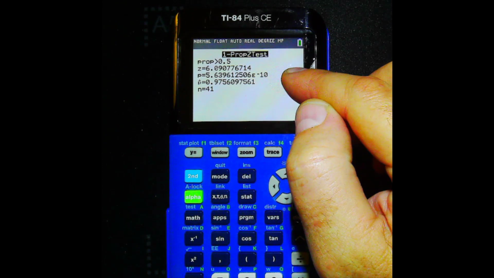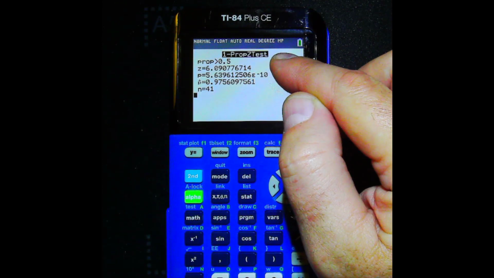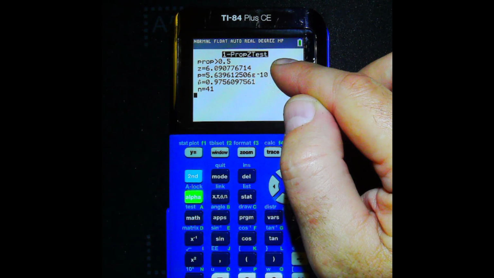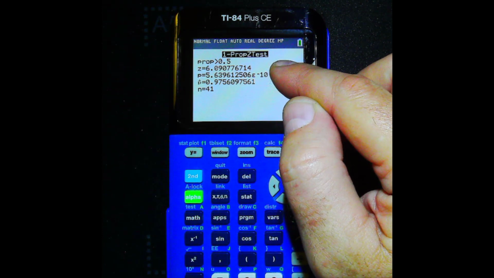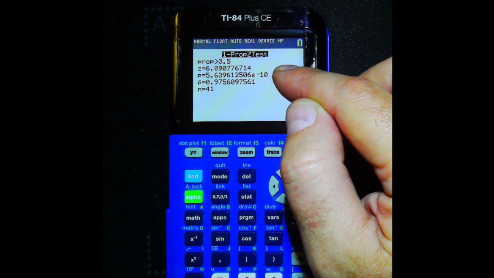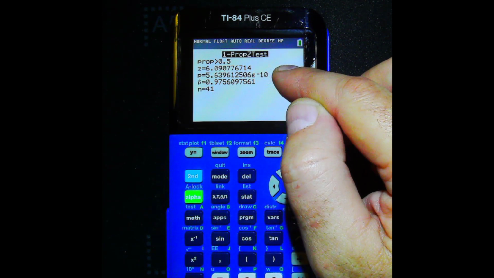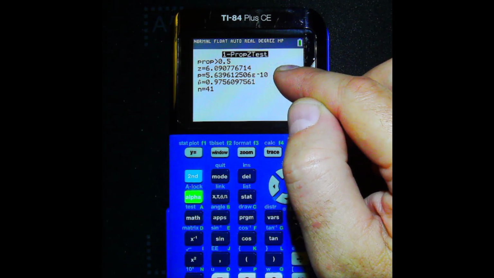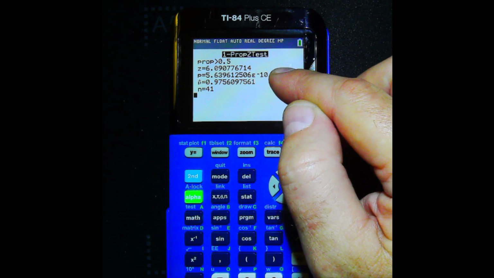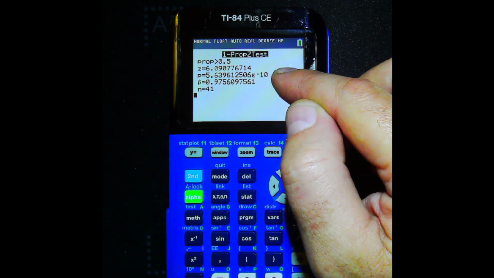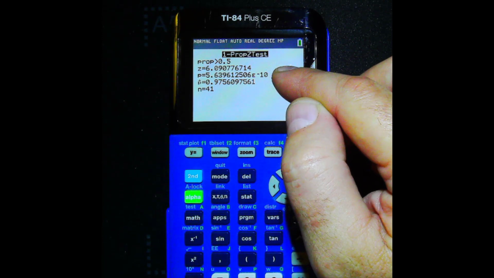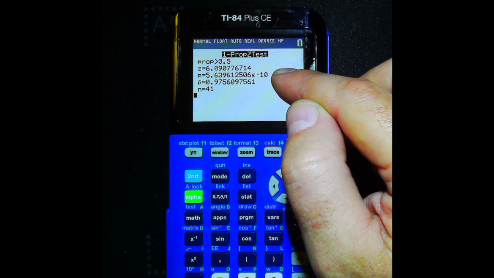So we'll graph this and we'll see that the z statistic is over 6 standard deviations above the mean, which is very highly unusual. And the p-value is 5.6 times 10 to the negative 10. Something that's on the order of 10 to the negative 10 is really, really tiny. And so this is going to be so improbable that we will reject the null hypothesis. We will conclude then that the county clerk is in fact biased.